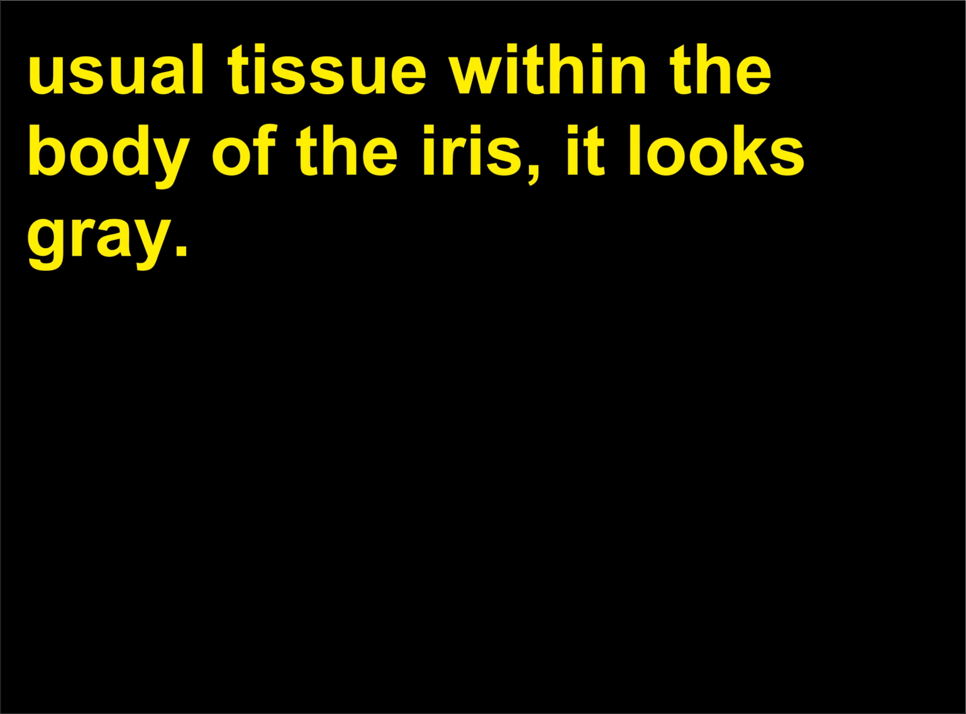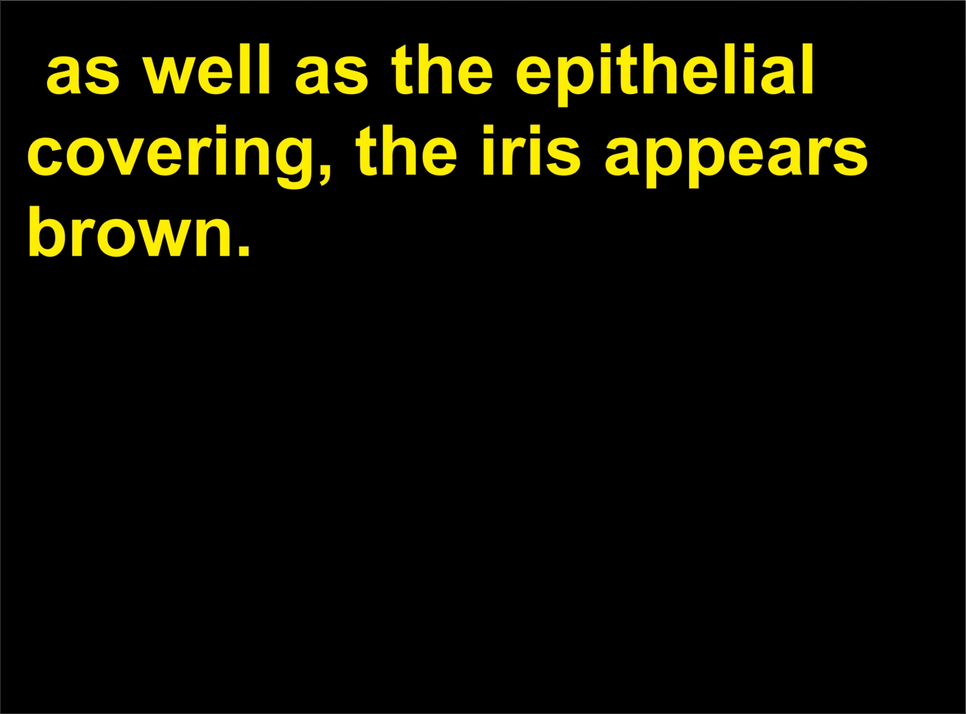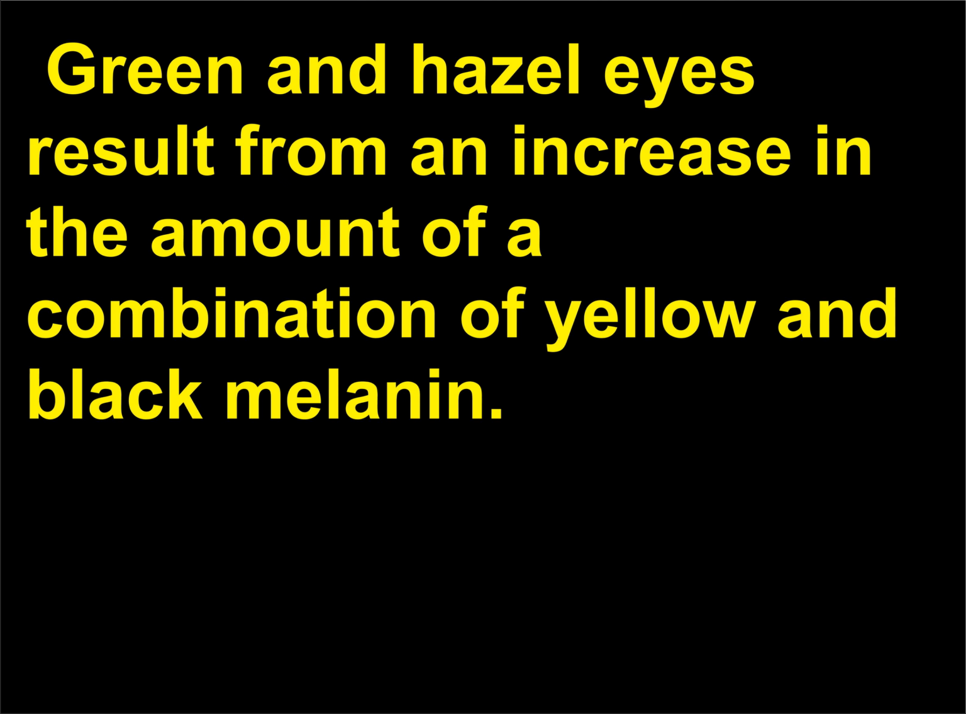usual tissue within the body of the iris, it looks gray. When melanin is present within the body of the iris, as well as the epithelial covering, the iris appears brown. Green and hazel eyes result from an increase in the amount of a combination of yellow and black melanin.